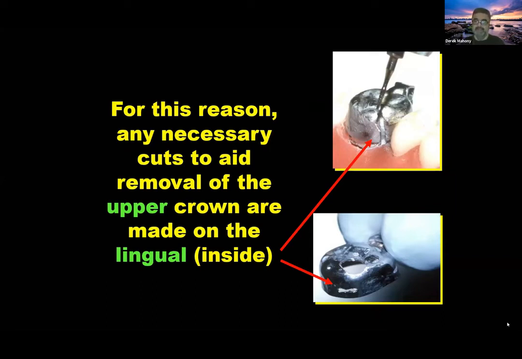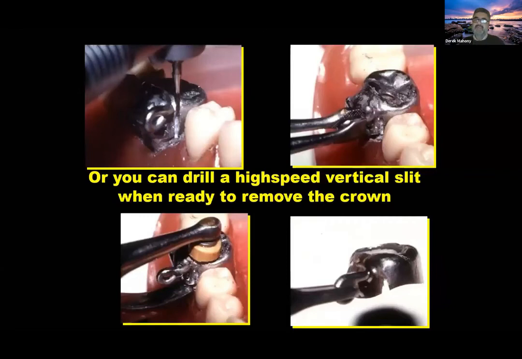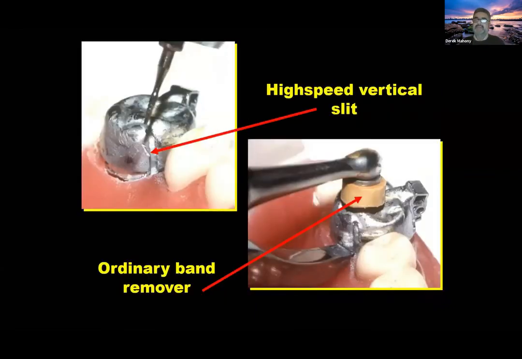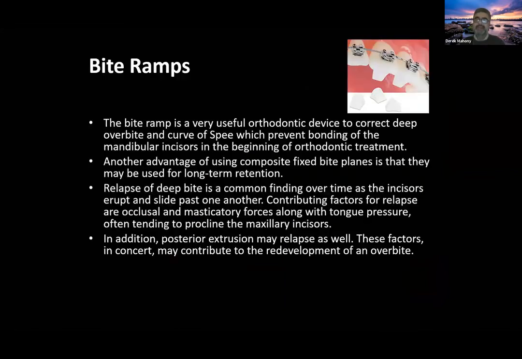I tend to put this little groove on my stainless steel crown before I cement it, and I section the crown so that the cement has the ability to extrude. Then I use that little groove with a very sharp band removing plier to easily peel, and I peel away, as I said, on the lingual of the upper, buccal of the lower. If you do that, these are very simple to remove, and there's a video showing you step by step how to do that.